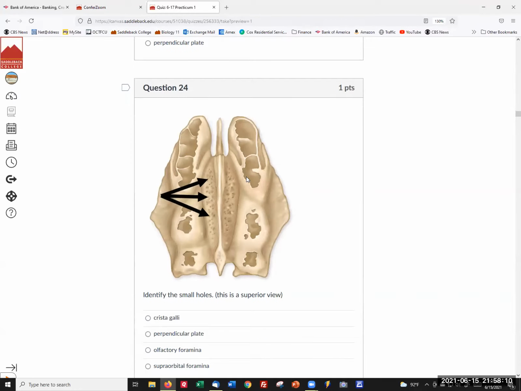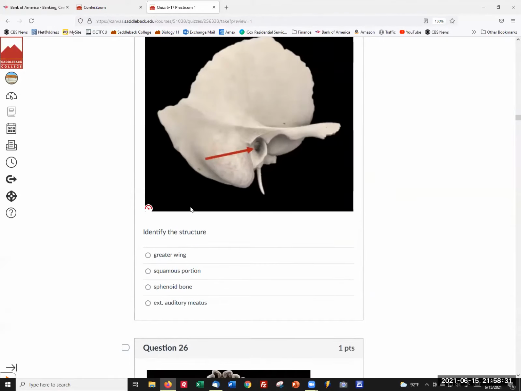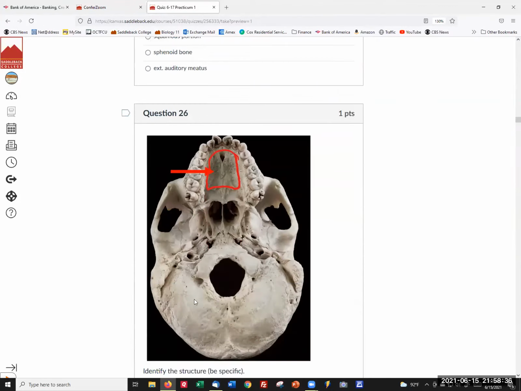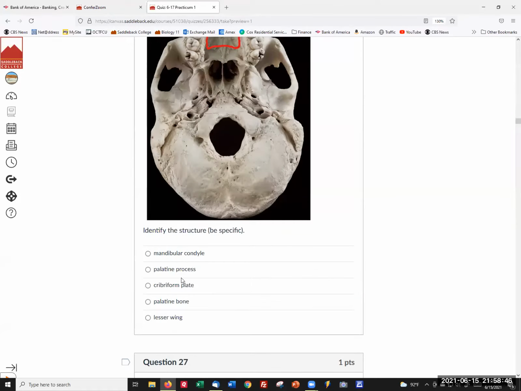Oh, a diagram. I actually do have a diagram. The holes are the olfactory foramina. We're looking down from the top. Here's the crista galli right here. These are sinuses, if you're wondering. There's the external auditory meatus. Last one. This is the palatine process of the maxilla. You can find it right there.